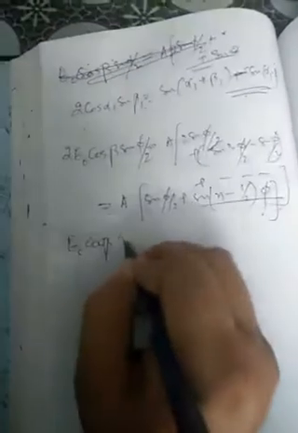Since sine a plus sine b appears, we can apply the identity again. So E naught cos beta sine phi by 2 is equal to a sine n phi by 2 cos of n minus 1 into phi by 2. This is the equation you are going to get. Call this equation 3, which we have obtained from equation 1.